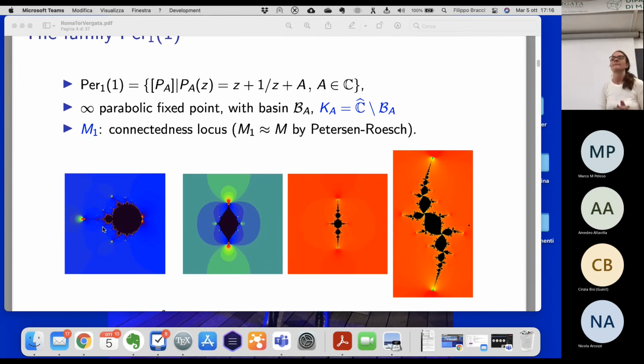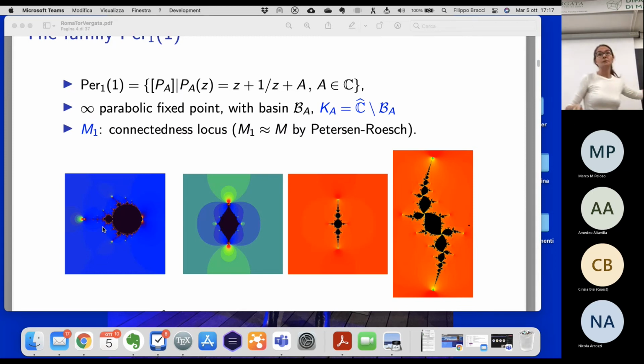Now we consider the parabolic counterpart of quadratic polynomials on the Riemann sphere. And this is the family Per_1(1). From home, you will see it on the slides, but I will also write here: Per_1(1) in Milnor's terminology, which is actually not a set of maps, it's a set of conformal equivalence classes, where P_A of zeta is zeta plus 1 over zeta plus A, with A in C.